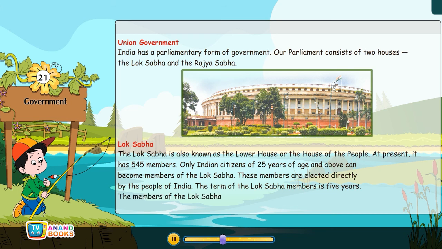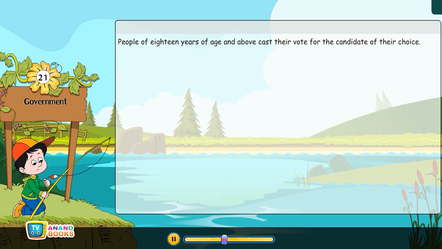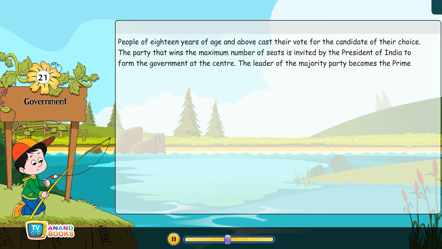The members of the Lok Sabha elect a speaker who conducts the proceedings of the house. People of 18 years of age and above cast their vote for the candidate of their choice. The party that wins the maximum number of seats is invited by the President of India to form the government at the center. The leader of the majority party becomes the Prime Minister.